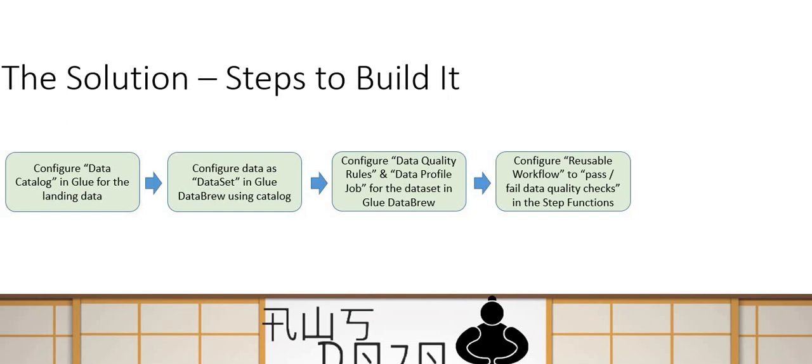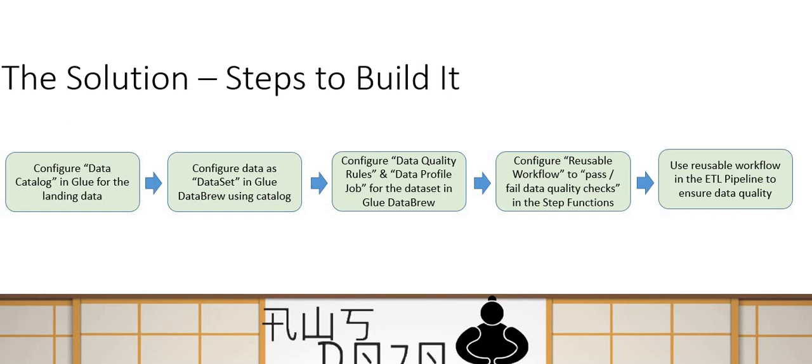Then what you do after that? You create that into a Step Function. Finally, whatever reusable workflow you are creating, you simply use this workflow in your ETL pipeline. When you use this workflow in the ETL pipeline, it will make sure that when the data lands, it checks whether the data meets the data quality requirements or not. If it meets them, it's fine; it simply says okay. If not, it will probably send some notification and stop the workflow so that no processing happens on this data anymore.